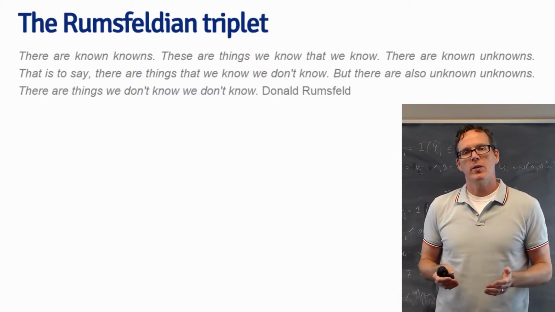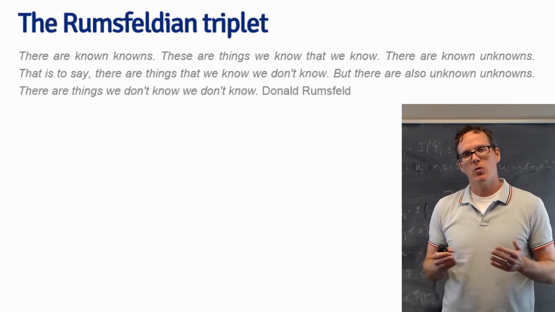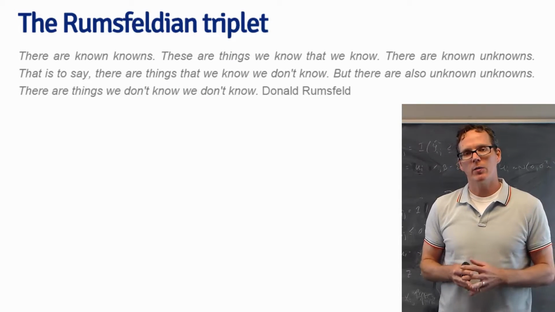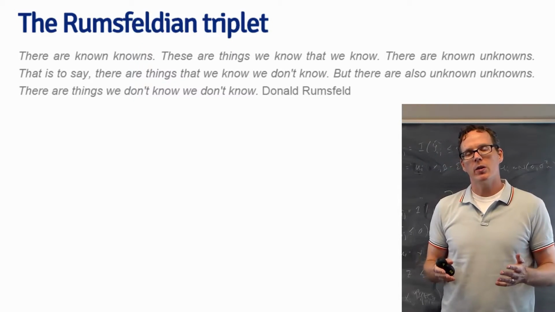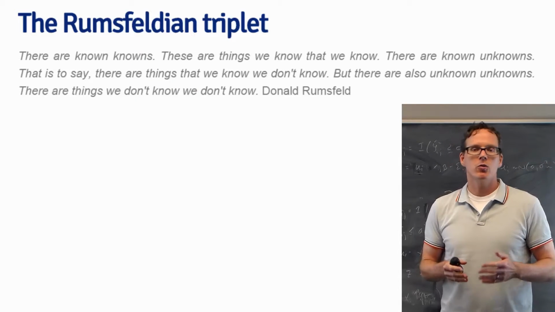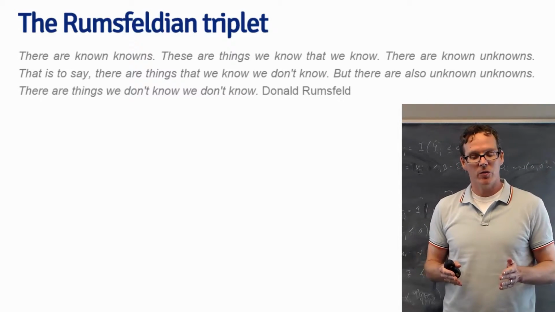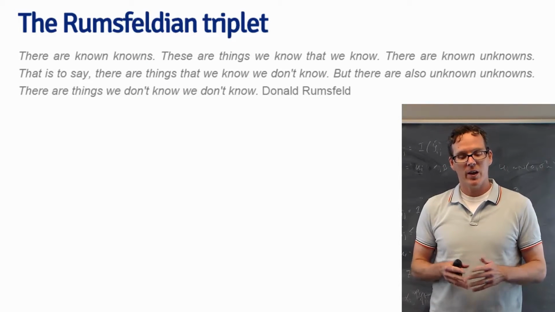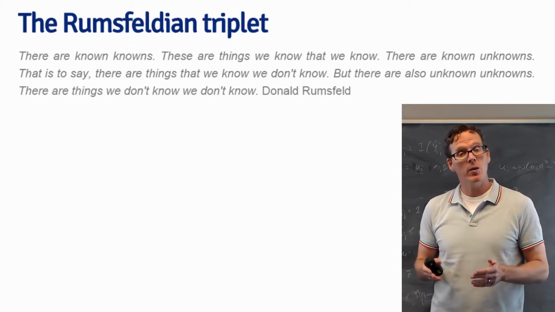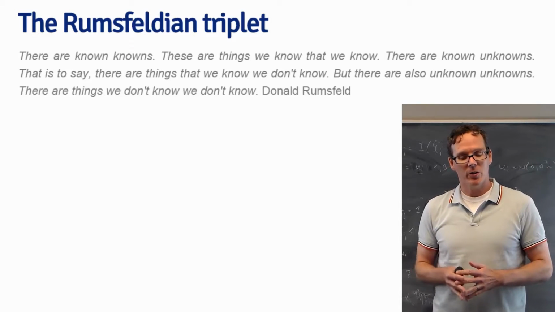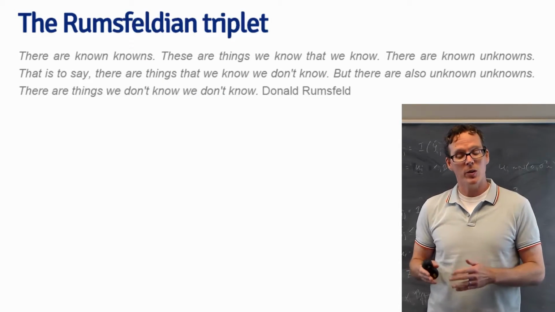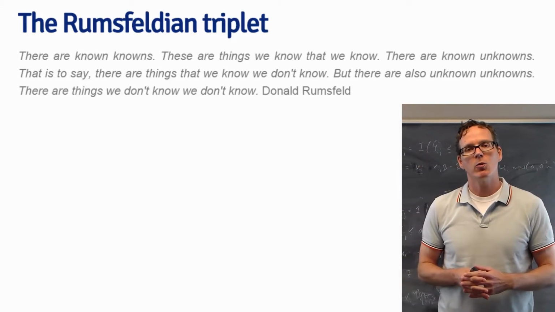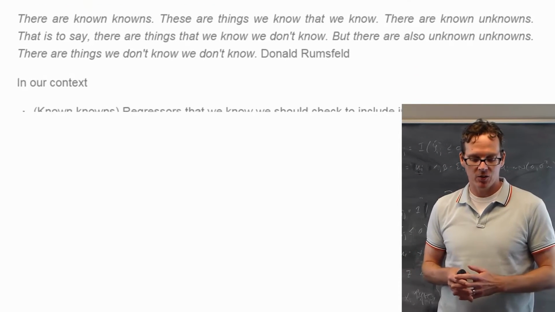I'd like to bring up this quote by Donald Rumsfeld. He was the embattled Secretary of Defense for the US, and he was widely derided for this specific quote. However, it's very pertinent to the idea of regression. It goes something like this. There are known knowns. These are things we know that we know. Then there are known unknowns. That is to say, there are things that we know we don't know. But there are also unknown unknowns. There are things we don't know that we don't know. And so this quote was heavily criticized, but for regression it makes a lot of sense.